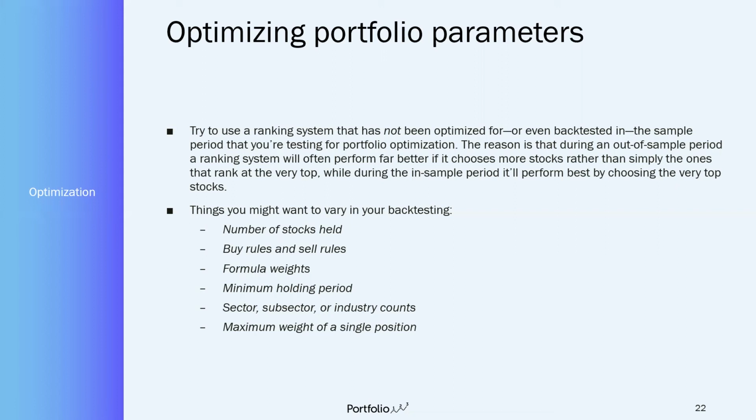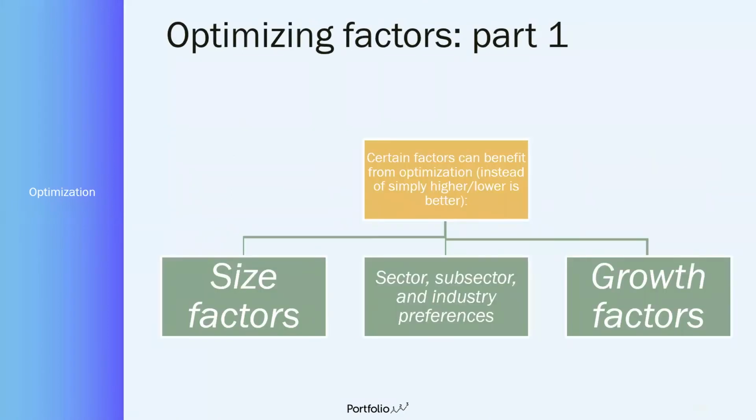These are all portfolio management tools that you want to test and backtest, but preferably not on a ranking system that you've optimized during the period of testing. Now, optimizing factors. Certain factors can benefit from optimization instead of simply higher or lower is better. Size factors: not too tiny, not too big.